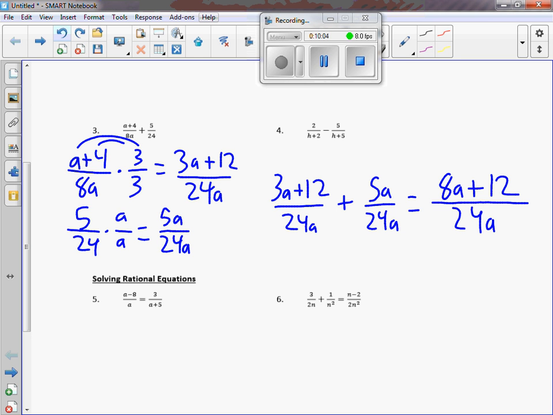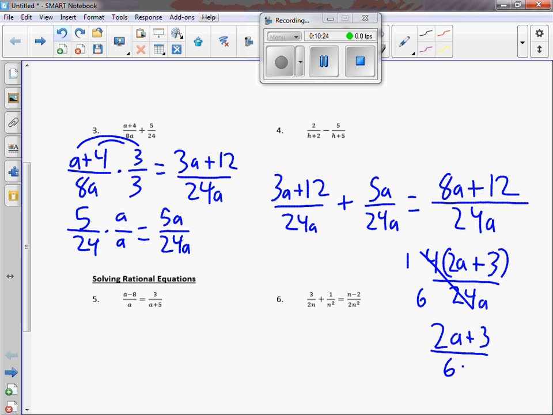Then our last step is to factor what we can and reduce. 8a plus 12, there's a GCF of 4, so we'll factor that out. That 4 over 24 reduces to 1 over 6. Our final answer is 2a plus 3 over 6a. Again, I'll give you a second to pause it.